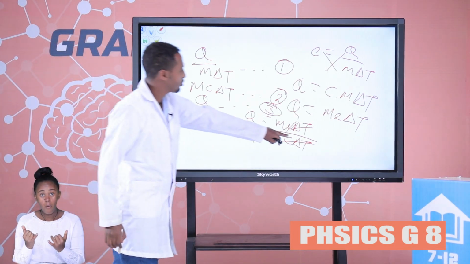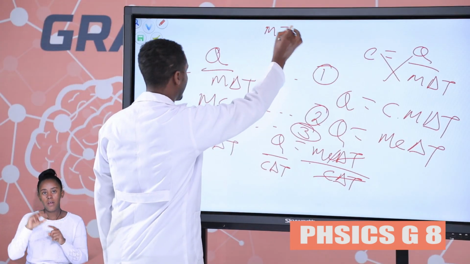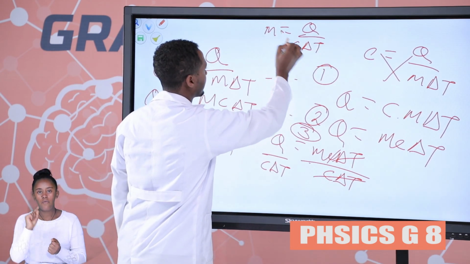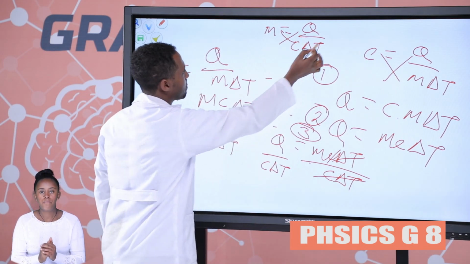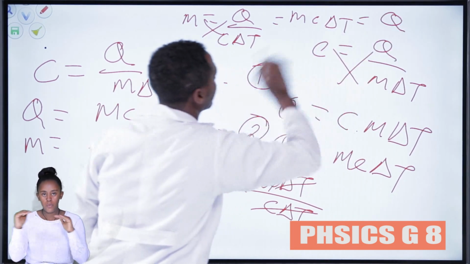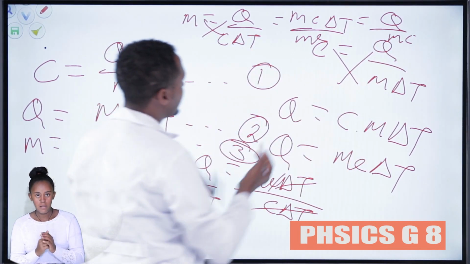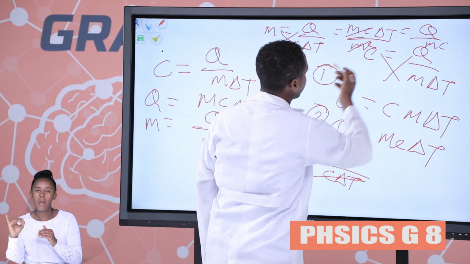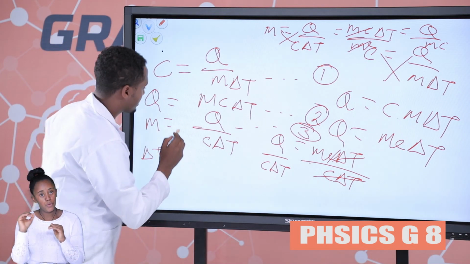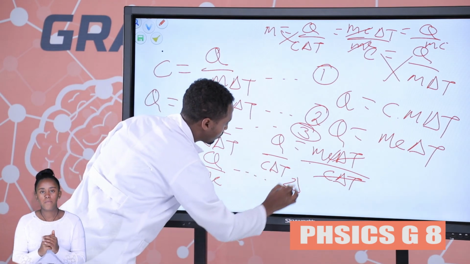Now we can get the formula for temperature. Q is equal to MC change of T, dividing both sides by MC, change of T is equal to Q over MC. Formula 4.